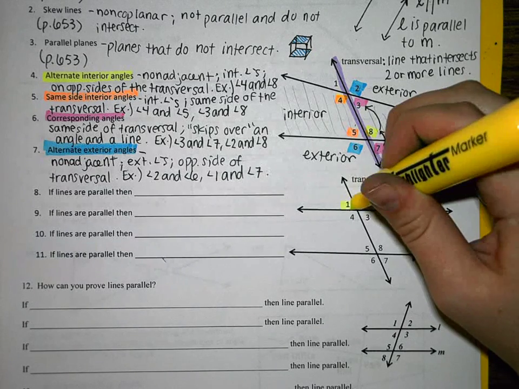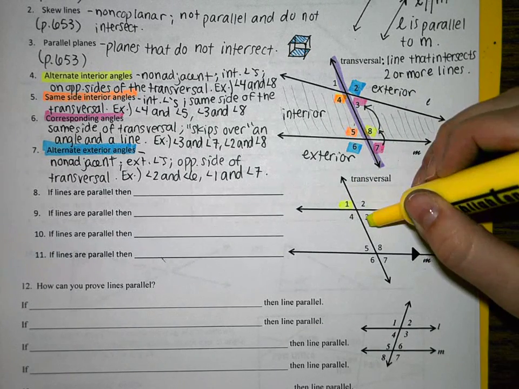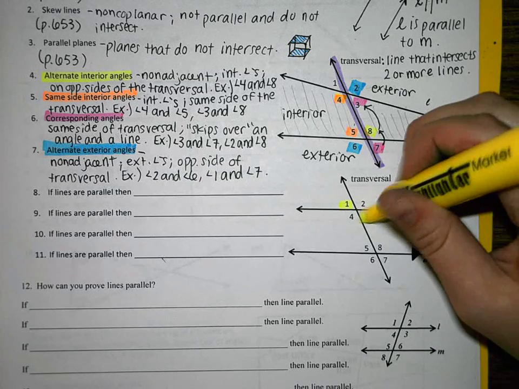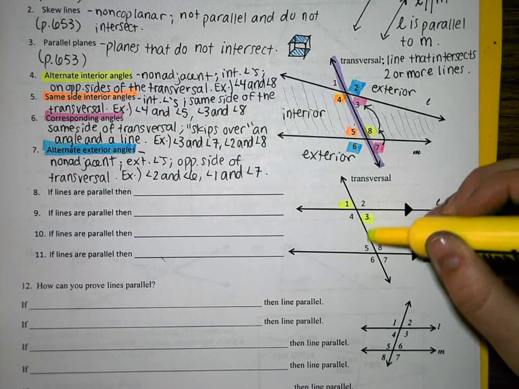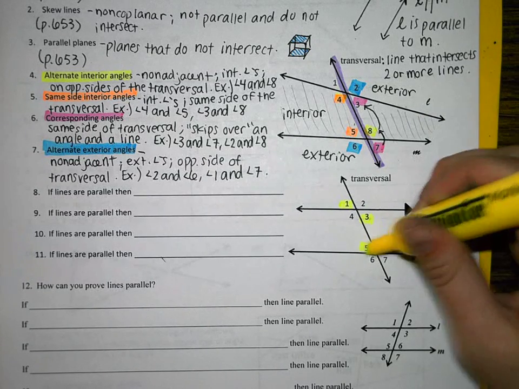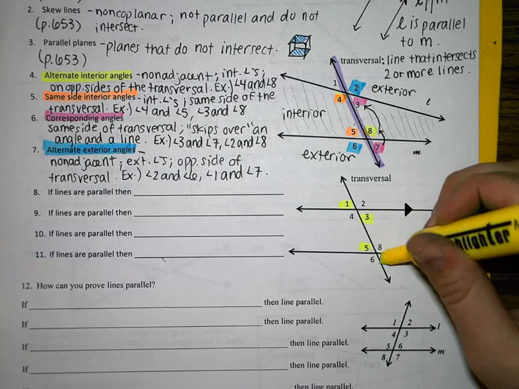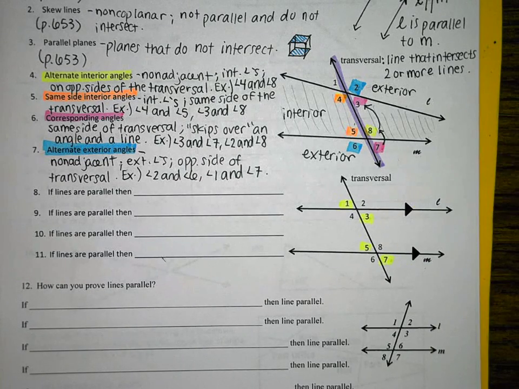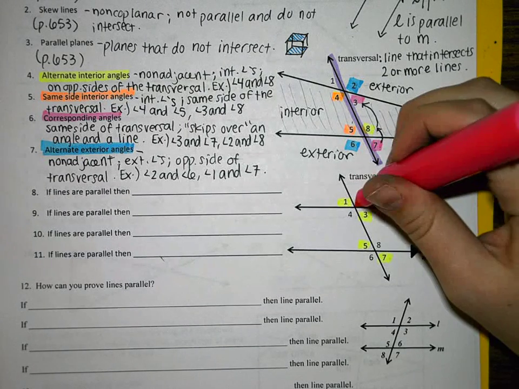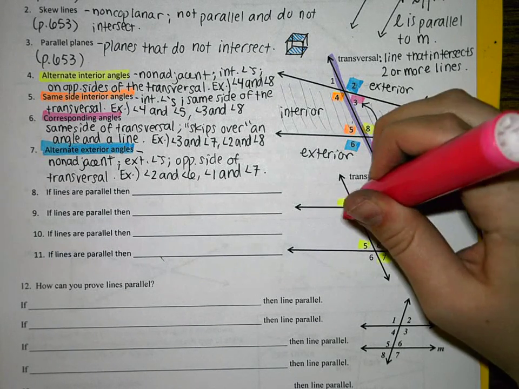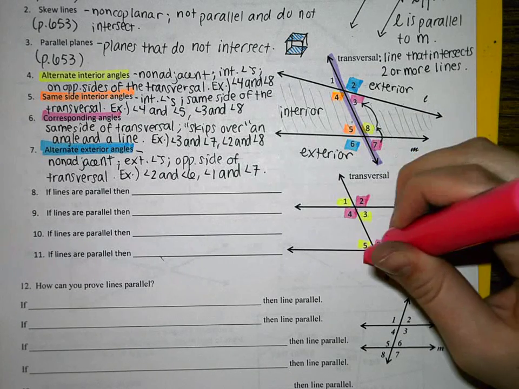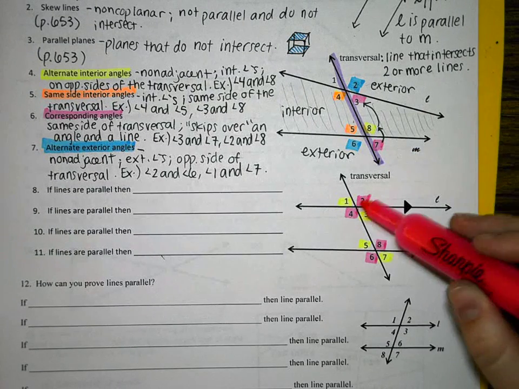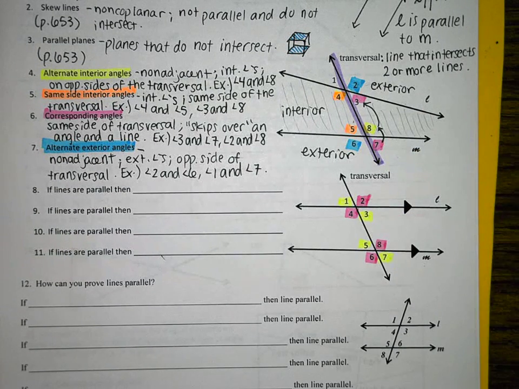So if I'm starting at 1, I'm going to go to its vertical angle 3, then zigzag over to the opposite side, highlight 5, then highlight its vertical angle 7. So you're zigzagging all the way across. So you can do the same with the other side. You don't need to, but that helps you to see. So 2, 4, 8, 6.